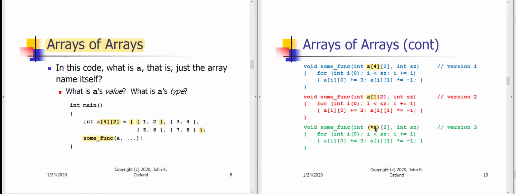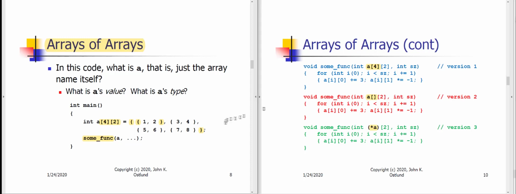If I left out those parentheses, rather than A being a pointer to an array of 2 ints, A would instead be an array of 2 pointers to ints. Okay, so the meaning of A is very different depending on whether you do have the parentheses, which in this example are absolutely required, or whether you don't have the parentheses.